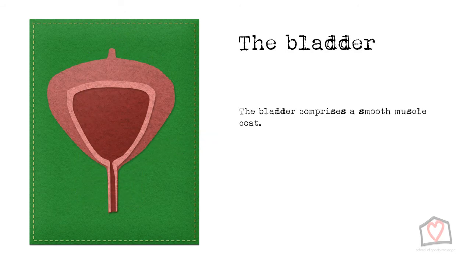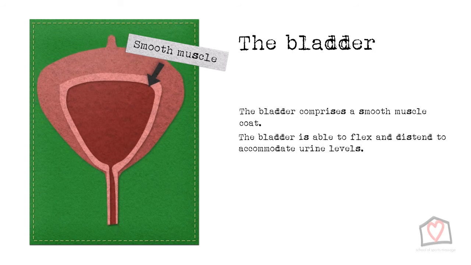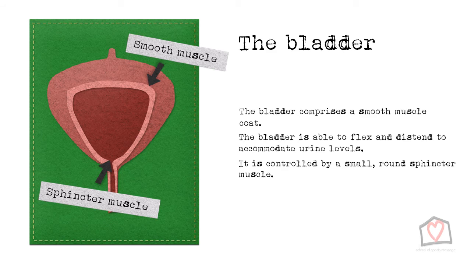The bladder comprises a smooth muscle coat surrounding smooth muscle. It is therefore able to flex and distend in order to accommodate urine levels, and is controlled by a small round muscle called a sphincter muscle, where it joins the urethra. These are the exit tubes of the system. This muscle controls the expelling of urine, hence talk of pelvic floor for bladder control.